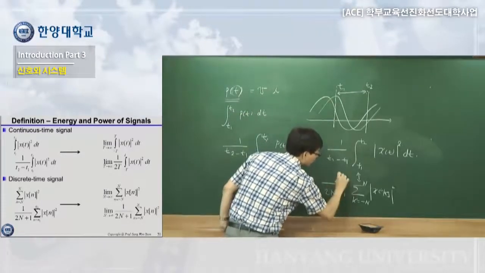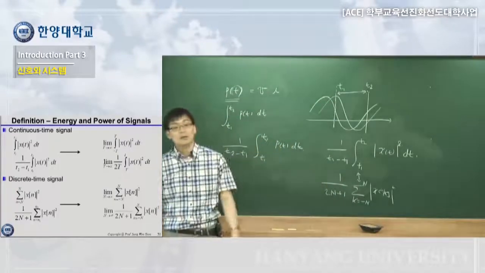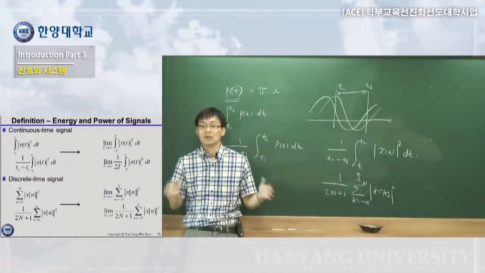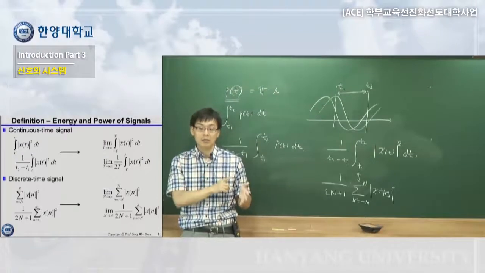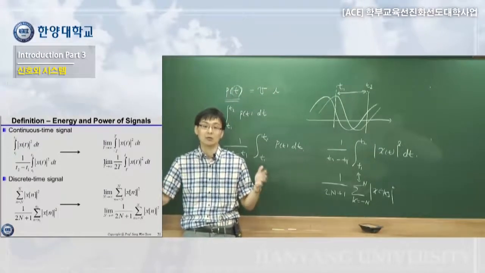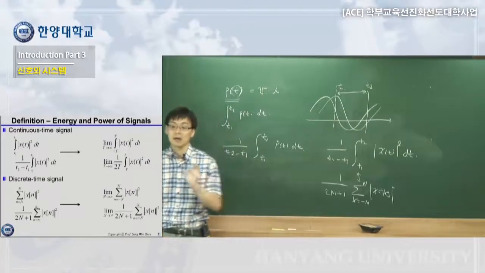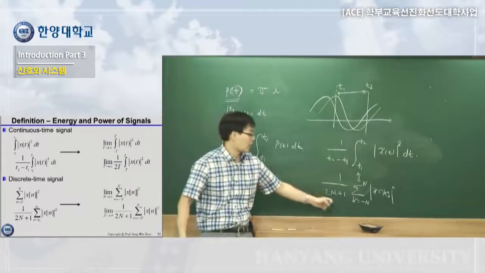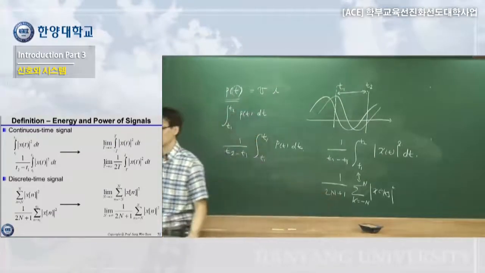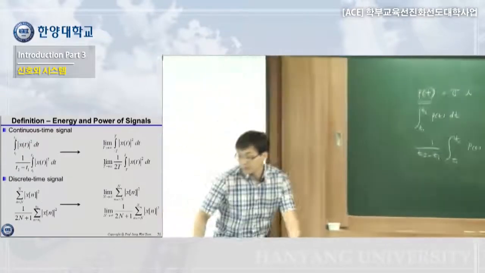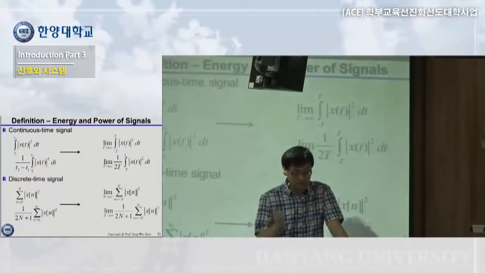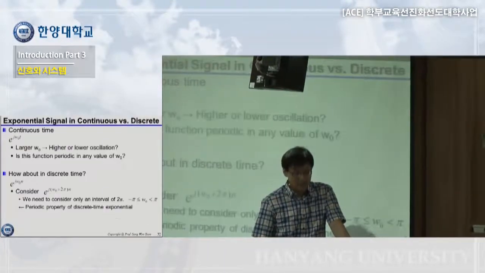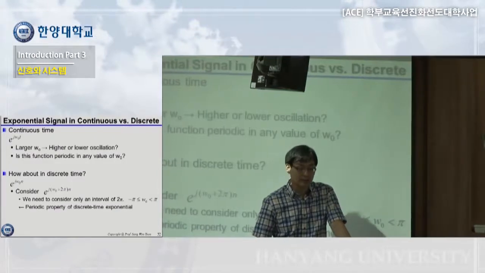It's 2N plus 1. Why? Because from minus N to minus 1 is N. From 1 to N is N. We have 0, so I add one more point. The count from minus N to N is actually 2N plus 1 points because of the 0. So that's the reason we add 1 in here. This is the definition to get the absolute square one in discrete time, so you have to worry about that.